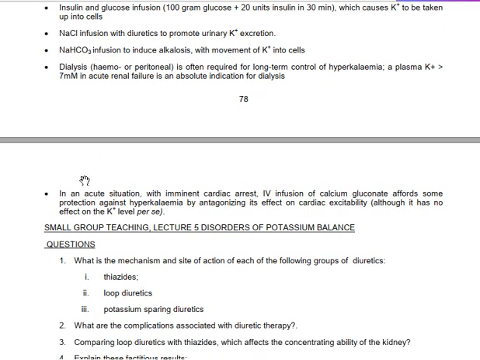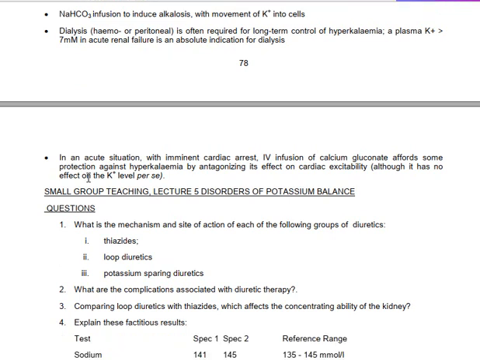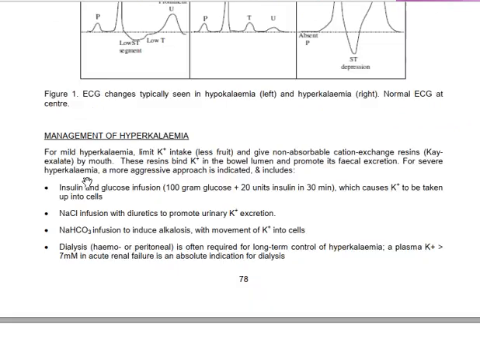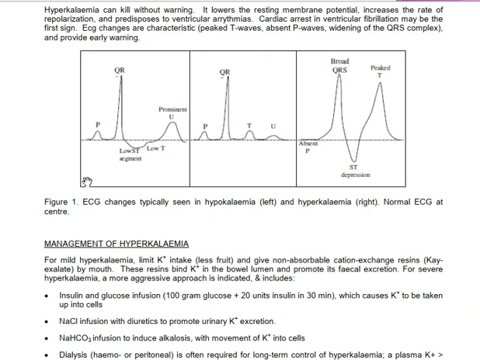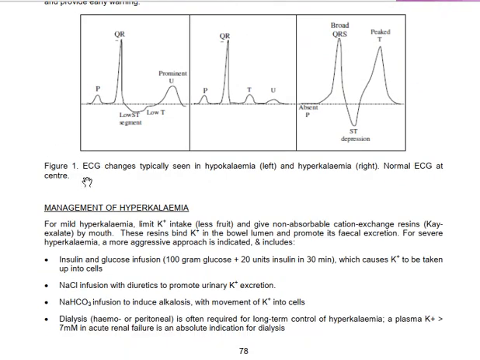Now, in an acute situation with imminent cardiac arrest, you have IV fluid infusion, calcium gluconate. Calcium gluconate can be used to protect against hyperkalemia by antagonizing the effect on cardiac excitability. Is it clear? So you want to do that. Now, from here we are finished with everything involved with potassium homeostasis.